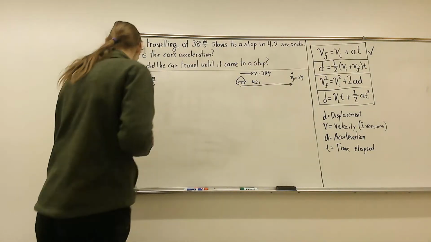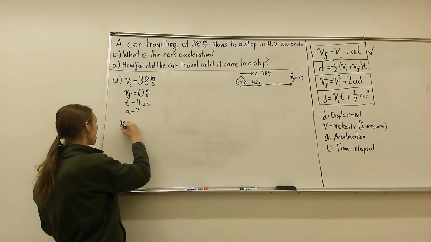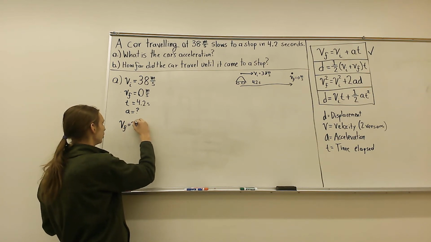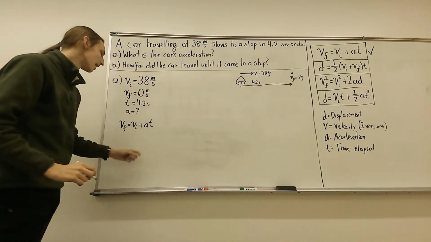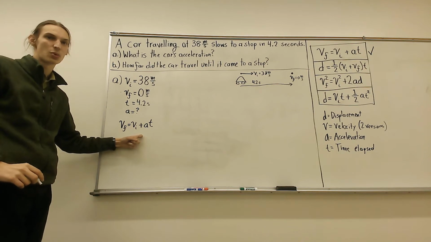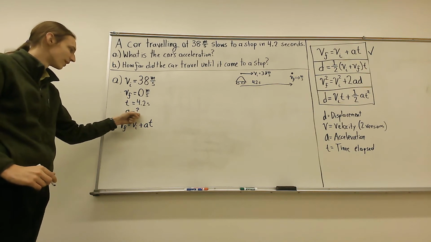Now what we do is we write out that equation. V sub f equals v sub i plus a times t. And now we're going to rearrange this equation to solve for a, because a is what we want to find here.